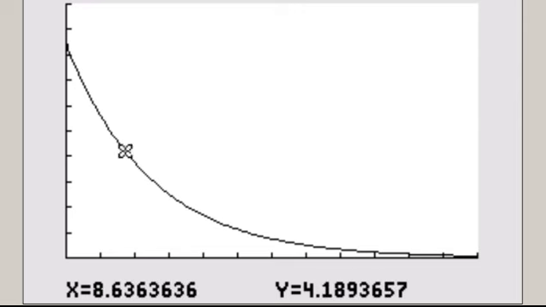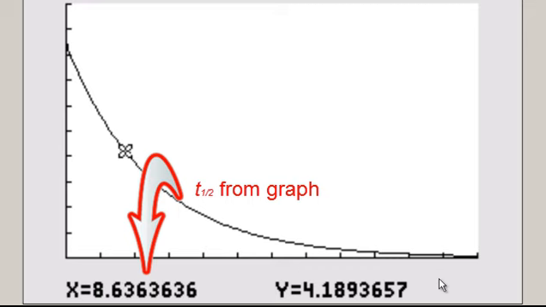This is as close as I can get based on my data. So if I look here, I see my voltage is 4.18, actually 4.19, but that's as close as I can get. So the question is asking you, what's the time? How long does it take until that happens? So if I want to know the time, it's the x coordinate. X is the time, y is the voltage. How long does it take for me to get to half of my voltage? It is approximately 8.64 seconds if I round it correctly.